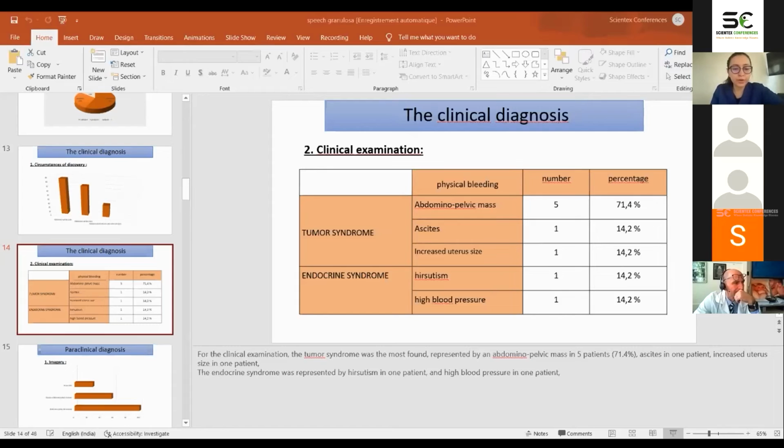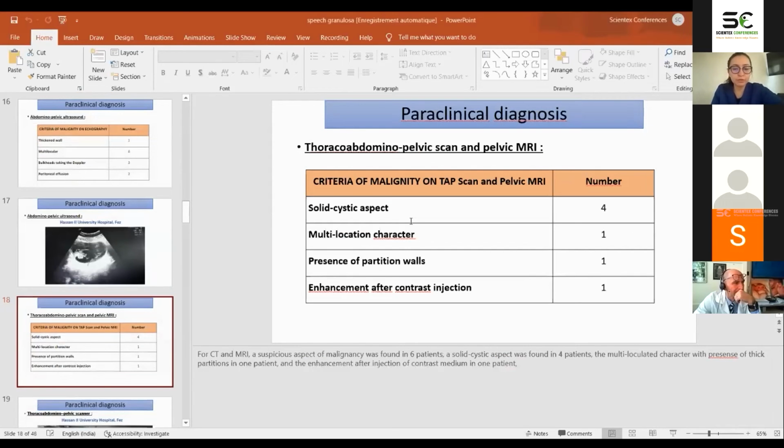For tumor markers, estradiol was measured in 6 patients returning negative. Inhibin was measured in 7 patients returning positive for 1, and anti-Müllerian hormone in 2 patients returning negative. For tumor size, the average diameter was 14.12 centimeters, with extremes ranging from 7 to 30 centimeters. Four patients had a size superior to 10 centimeters.